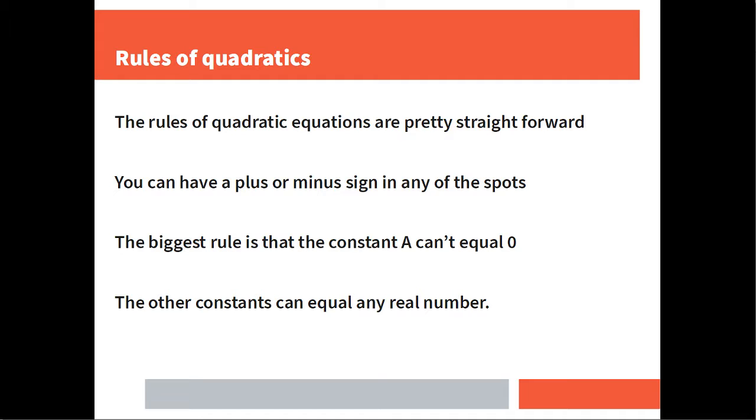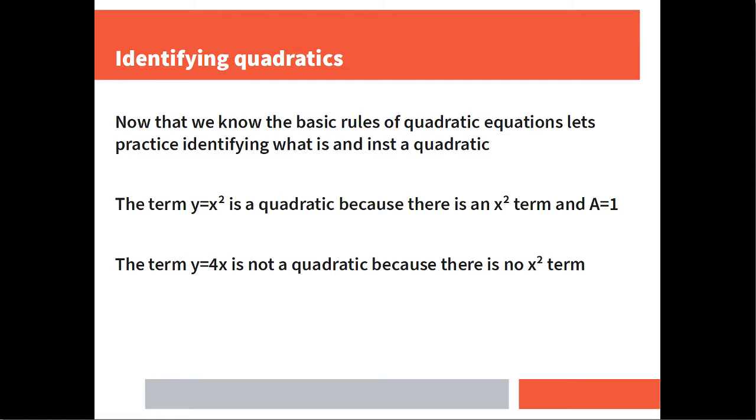The rules of quadratics are pretty straightforward and simple when they're broken down. You can have a plus or minus sign in any of the spots, including negative or positive b and c. The biggest thing to keep in mind is that your constant a cannot be equal to 0. The other constants can be equal to 0 or any other real number.